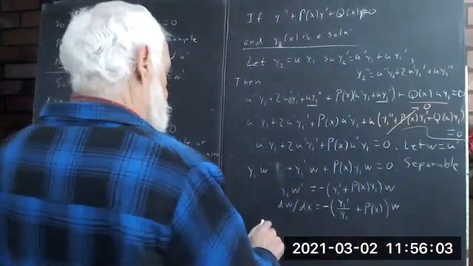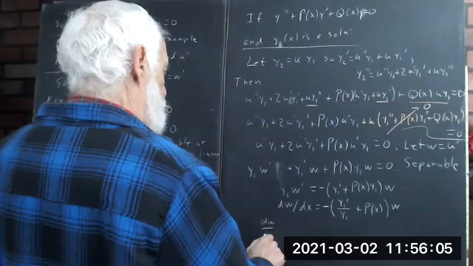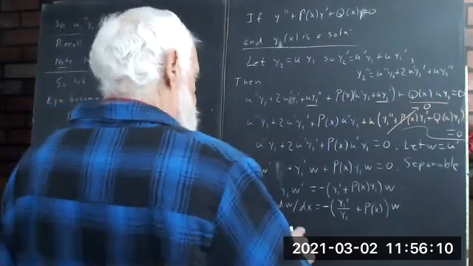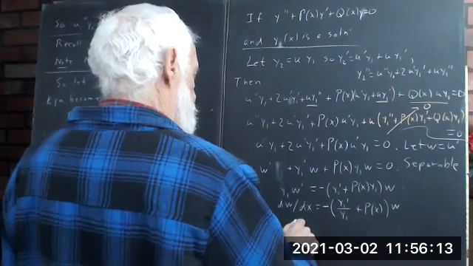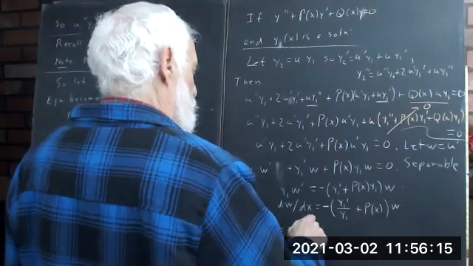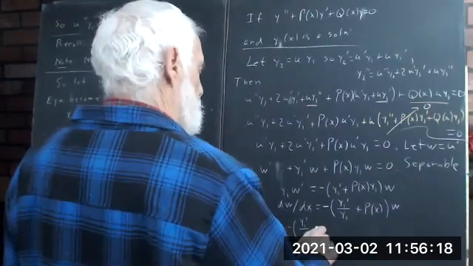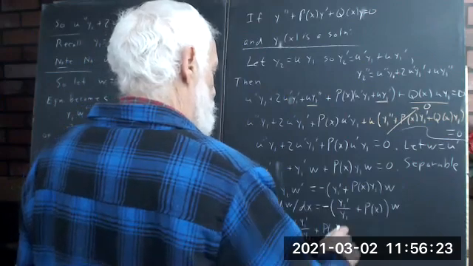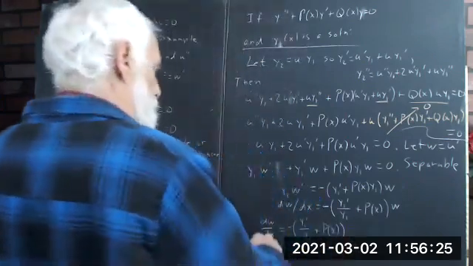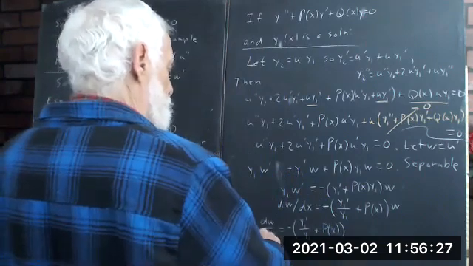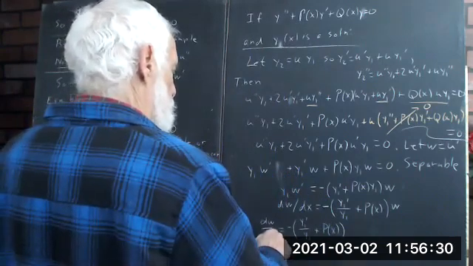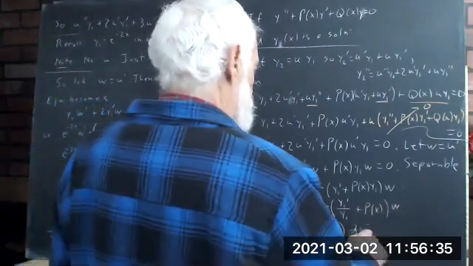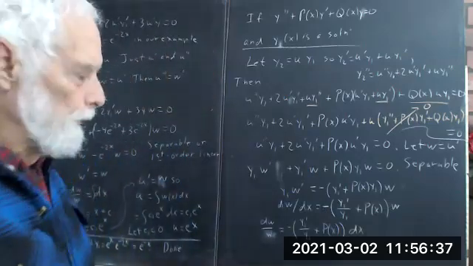Now this is separable. We've got dw dx equals negative quantity y1 prime over y1 plus p of x, and it's dw over w. Divide through by the w, then put the dx over here by the magic of pretending it's algebra.